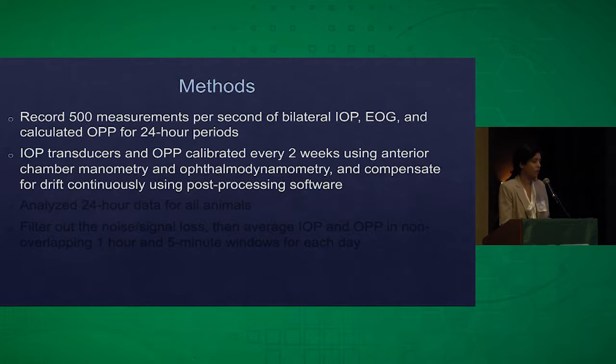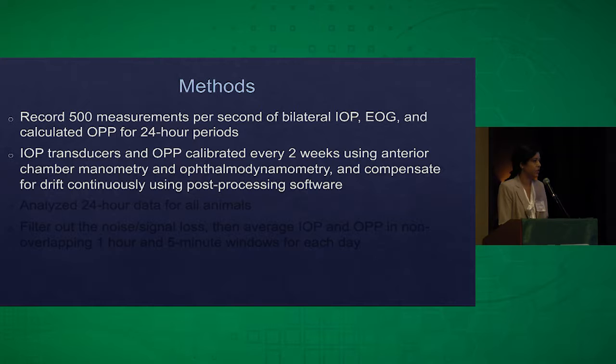There's an inline pressure gauge. So the manometry bottle is initially brought to 5 millimeters of mercury, and at that point, the telemetry IOP reading is read. The manometry bottle is then raised in 5 millimeter increments up to 45 millimeters, and we continuously read the telemetry IOP reading at that point. This gives us an idea of the drift the system has.